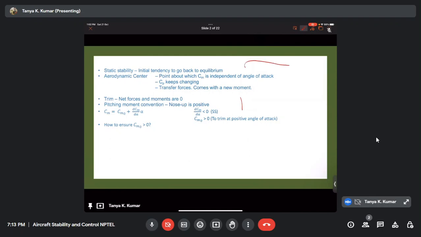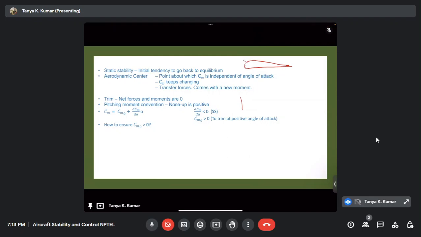If this is your airfoil, and it's flying at some angle of attack, you have a pressure distribution something like this, where you have negative pressure gradient on the upper surface and positive pressure gradient below the surface, which is what generates lift. The centroid, or the point at which this force effectively acts, is called center of pressure.